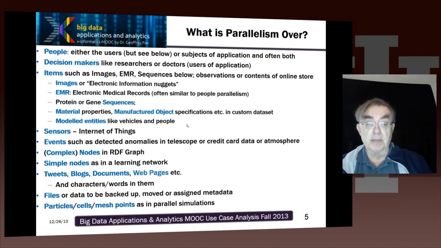Another set of things you get parallelism over is the tweets, and the blogs, and the documents, and the web pages, which you see when you do information retrieval, and you would also get parallelism over the characters and words in those entities. A lot of those applications are set up in the so-called bag of words model, where the words essentially represent the dimensions of vectors representing the document.